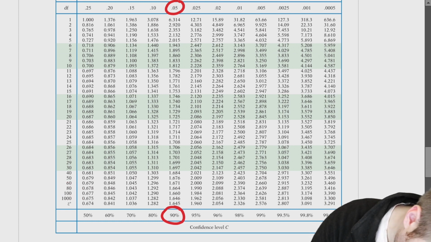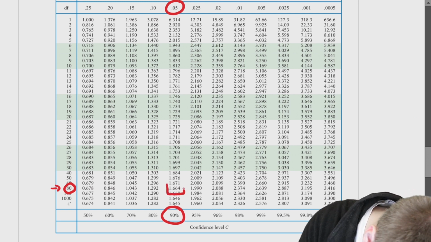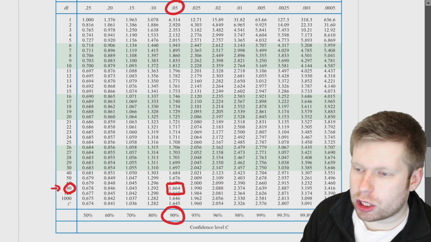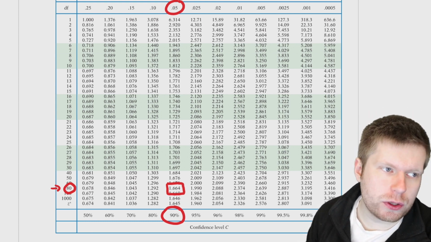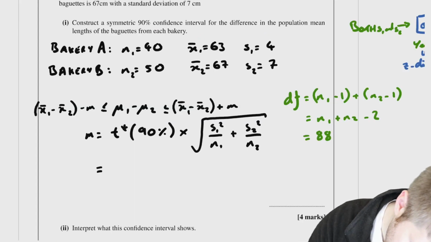80, that's the one I'm looking for. That's the closest value. All right, fine. So I'm looking at the intersection point. I'm looking at about 1.664 units of standard deviation each side of the mean in order to include 90% of my data. So 1.664 is the magic value.